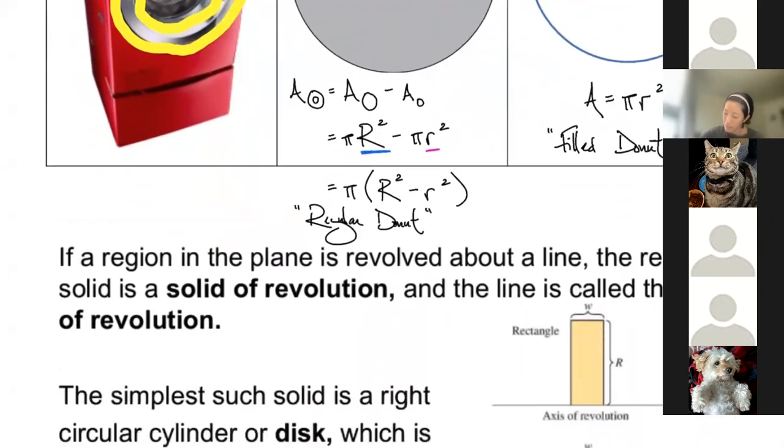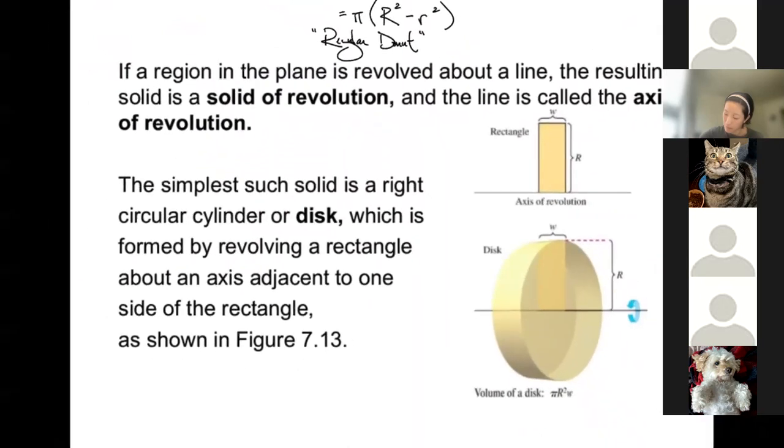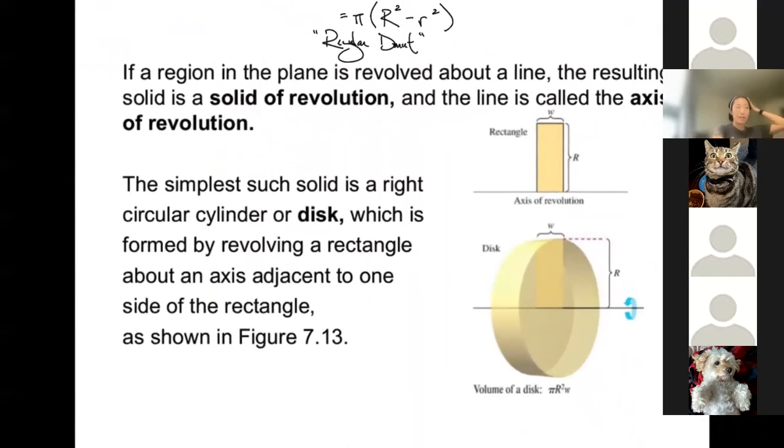So here is a little blurb that I will leave you to read on your own time. But I do want to point out a few things. I know, donuts, pizza, pie, construction. What a waste of time. What are we doing? Just kidding. It's hopefully relatable.